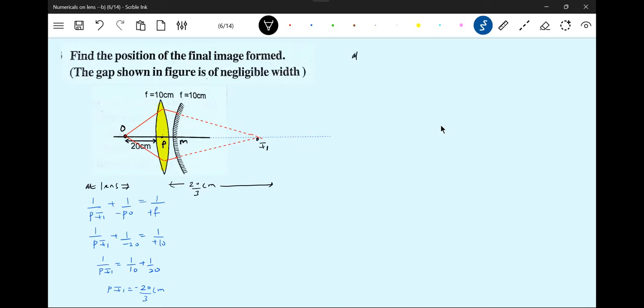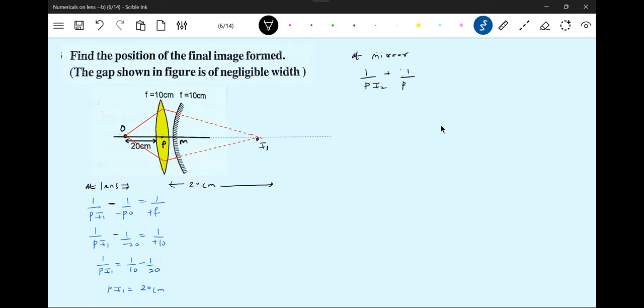So now at mirror, what should be the formula? PI2. Okay, some small correction here. It should be lens equation of minus 1 by V minus 1 by U equal to 1 by F. This will be 20 minus 10 by 10, 200 by 10, 20.